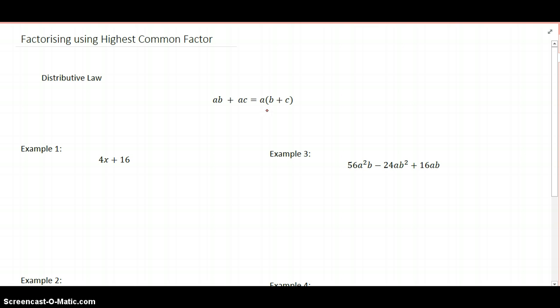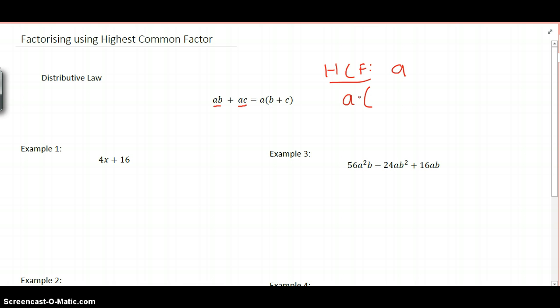Well, firstly, the question you have to ask yourself is, what is the factor, or what is common between these two terms, so AB and AC? Well, we can answer that by saying that the common term between those two, or the highest common factor between AB and AC, is the letter A. So after you find the highest common factor, what you need to do is just write that outside of the brackets and write a bracket there.